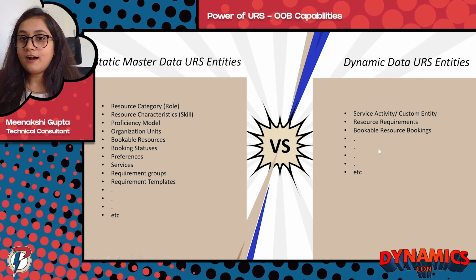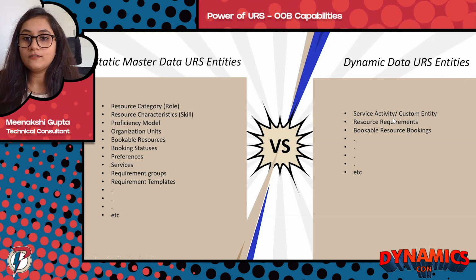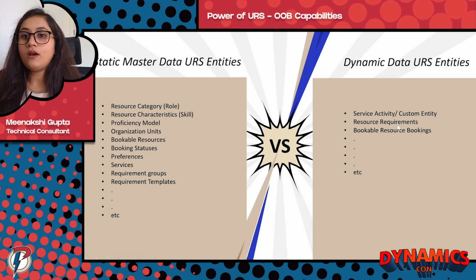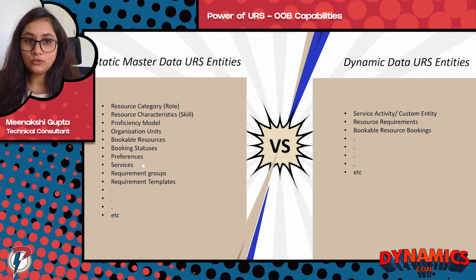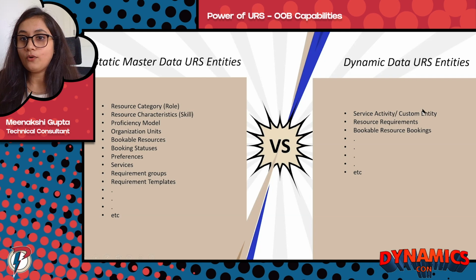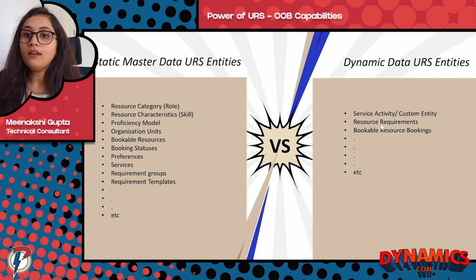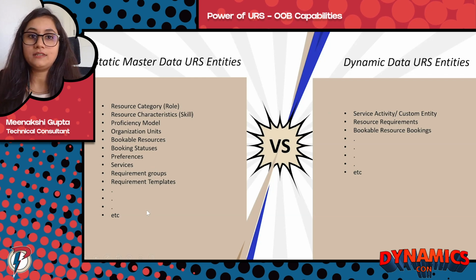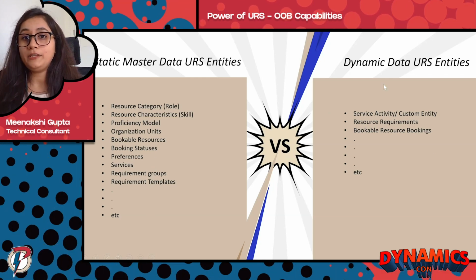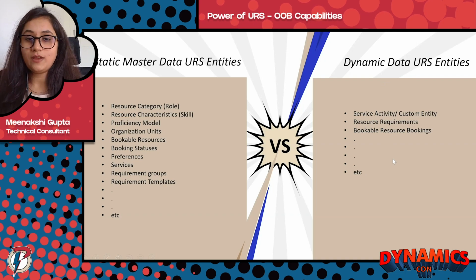Dynamic URS entities are service activity and custom entity. In my scenario, I'm going to use the service activity entity and the custom entity as well. Resource requirements. Requirements are always created based on the service used when we are creating the service activity or the custom entity record. Bookable resource bookings: when the requirement is there for the service activity and when we make the booking, then the record for the bookable resource bookings entity is created. And definitely this is not the complete list. We have many other static master data URS entities, and many more dynamic data URS entities as well.